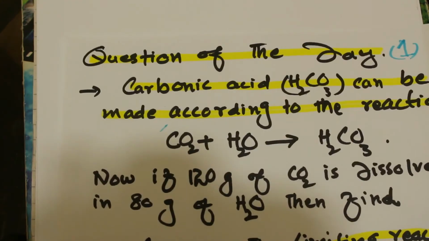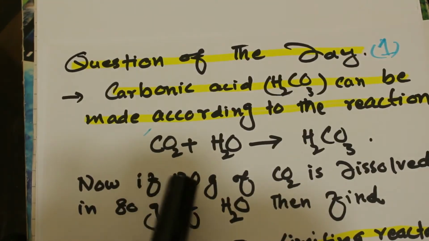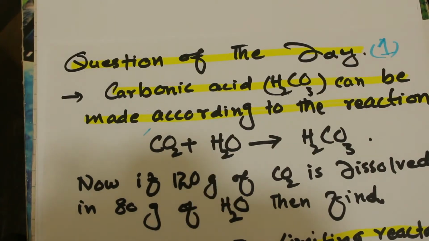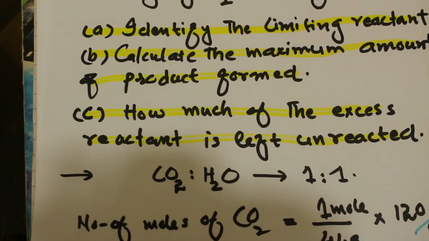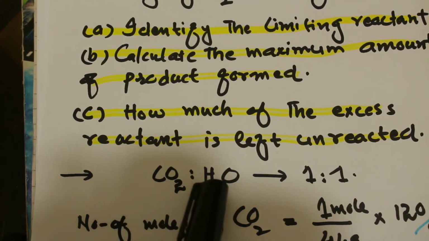Now we are given the amounts of these reactants, 120 gram for CO2 and 80 grams for H2O. First of all, let's find the number of moles of carbon dioxide and water, and then we will compare these number of moles with each other, and the kind of reactant which will have the smaller number of moles, that will definitely be the limiting reactant. And how do we find it? We find it by looking at the ratio between carbon dioxide and water.